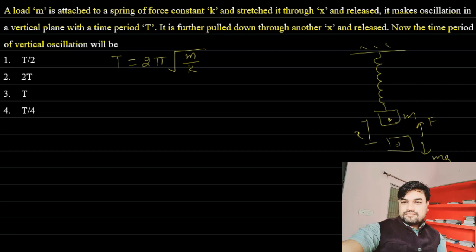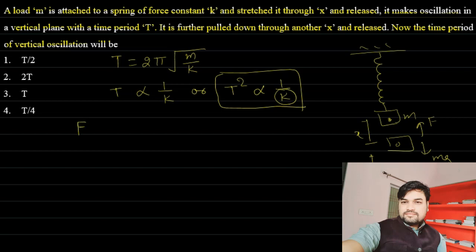So here notice that time period is proportional to 1 by root k, or time period square is proportional to 1 by k. So we have to find the value of k for both situations. In this case the spring constant is k. Now the spring is further pulled another x distance. Therefore the force will be F equals to kx. Now force is the gravitational force, mg equals to kx.